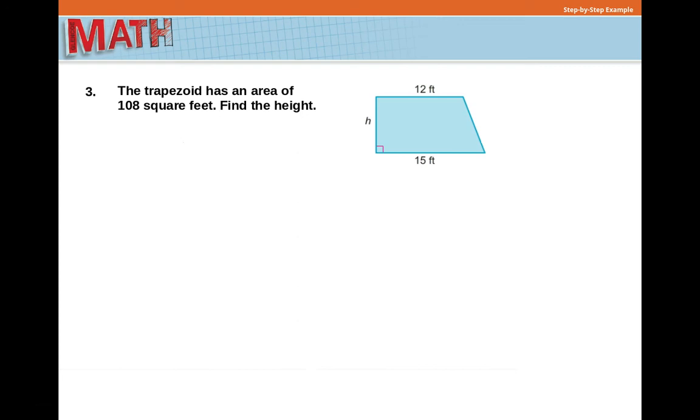The trapezoid has an area of 108 square feet. Find the height. So they are providing you with the bases. You're going to substitute in 108 square feet for the area. It's going to be 1/2 times h, and then you're going to do 12 plus 15. So it's 108 equals 1/2 h times 27.